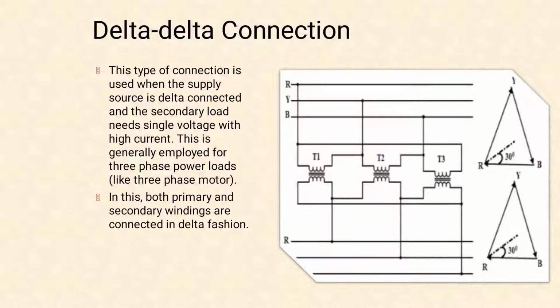Then delta-delta connection. This type of connection is used when the supply source is delta connected and the secondary load needs a single voltage with high current. This is generally employed for three-phase power loads like a three-phase motor. In this, both primary and secondary windings are connected in delta connection.